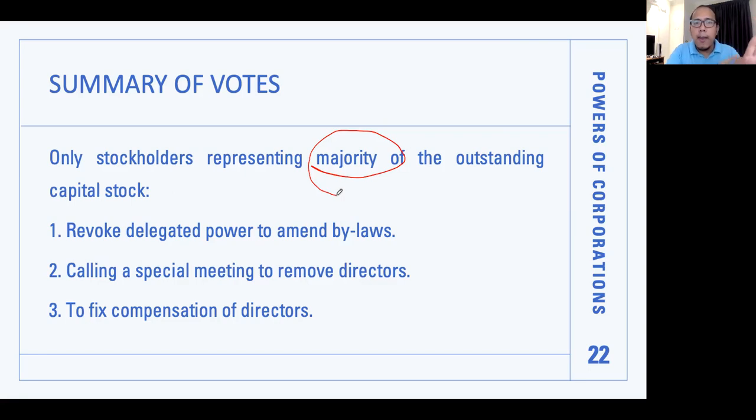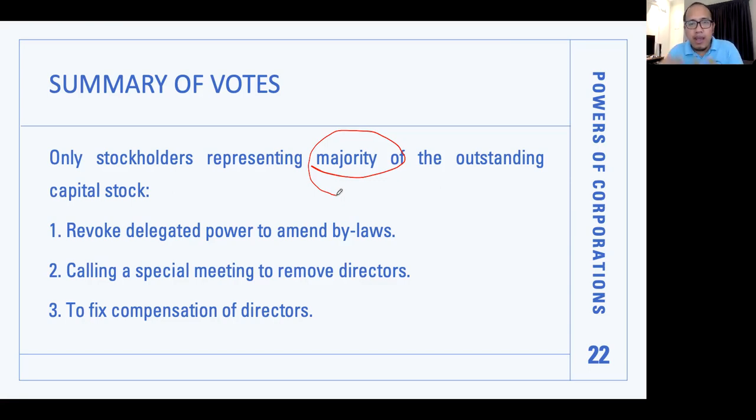If the stockholders, by 2/3 vote, will delegate that power to the board of directors. 2/3 vote para mabigay sa kanila yon. So pag nabigay yon, the board can always amend the bylaws even without the majority vote of the stockholders on record, outstanding capital stock. Yung kapangyarihan na binigay doon sa board of directors to amend the bylaws without the corresponding vote of the outstanding capital stock ay maaaring mabawi kung boboto sila by majority vote.